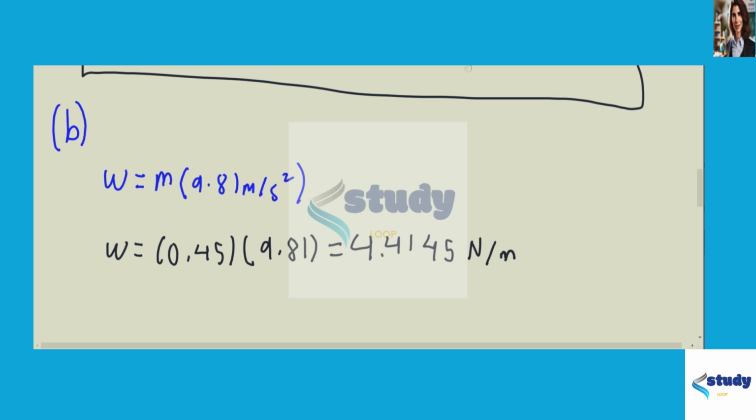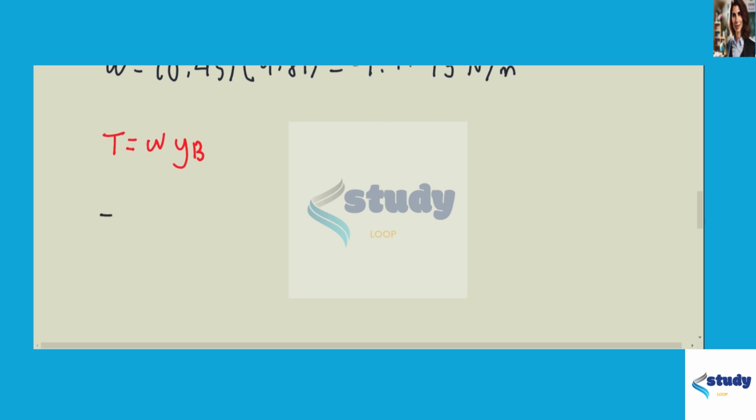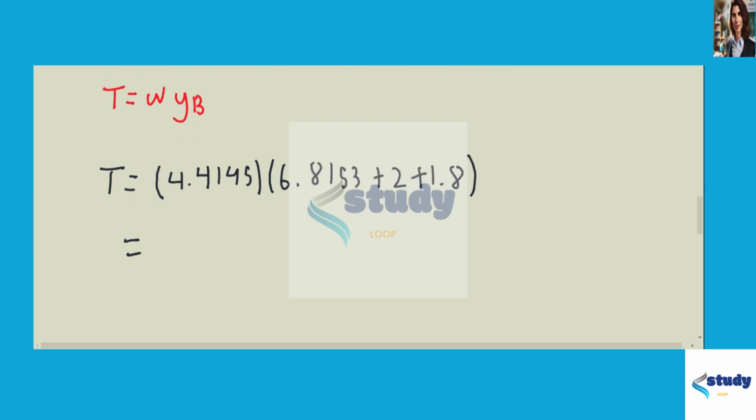Now the equation for tension is equal to W times the length y of B, and y of B we figured out from the previous part. So we know what W is, so we plug in the two terms to get our final answer. So the tension T is equal to the weight per unit length times y of B, which is 6.8153, the value of C, plus the value of A, plus the given length of 1.8. And this will give us a tension equal to 46.86 newtons.